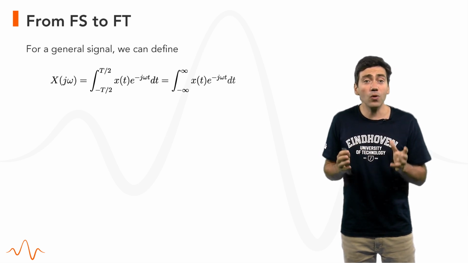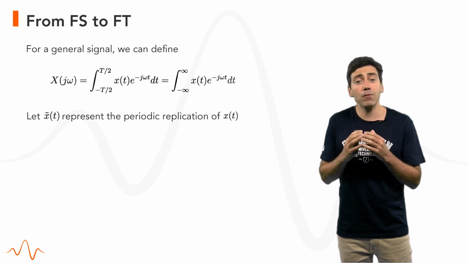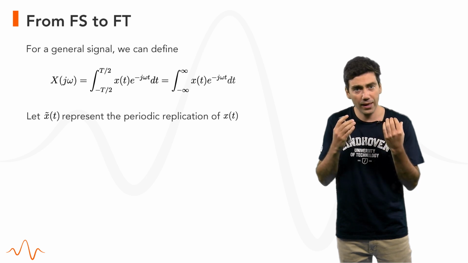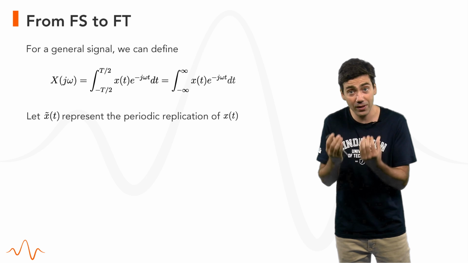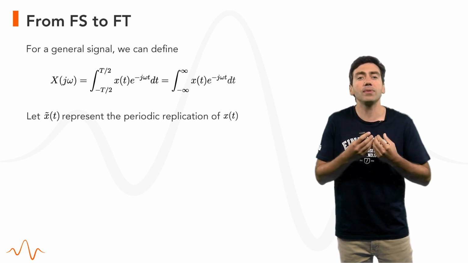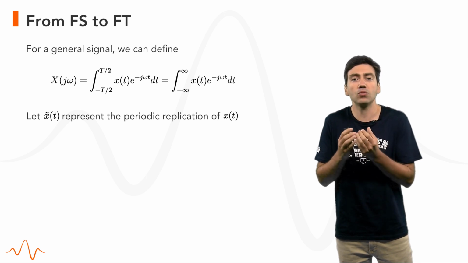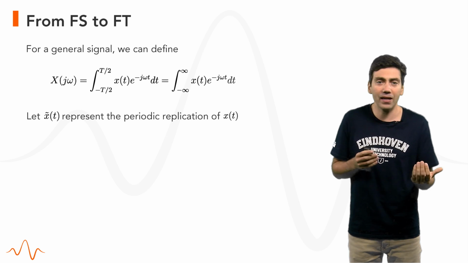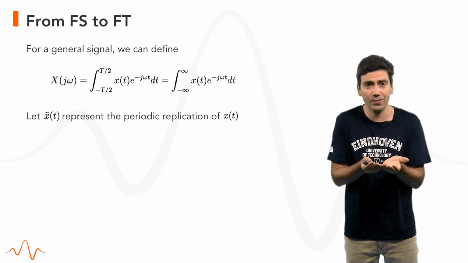Now, this function will be an envelope. And why? Because if we define x tilde to be the periodic replication of x, and if we evaluate the Fourier coefficients of x tilde, we will get that they are obtained by evaluating this function when omega is replaced by 2 pi over capital T k, and then dividing by capital T, just as in the example that we've seen. And this is a general property.